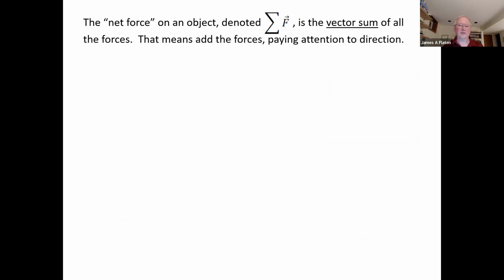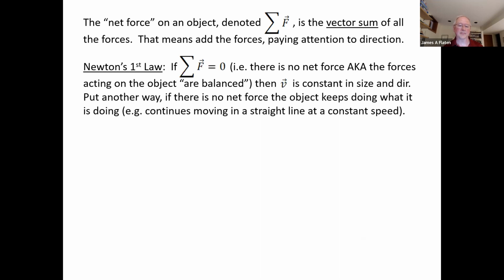If you sum the forces, if you add them together as vectors, you use the Greek letter sigma, and Newton's laws tell us that if you sum the forces, that will be related to the mass and the acceleration. So here's Newton's first law. If the sum of the forces is zero, we sometimes say the forces are balanced, then there is no acceleration, so the velocity is constant. The thing will continue in a straight line at a constant speed.